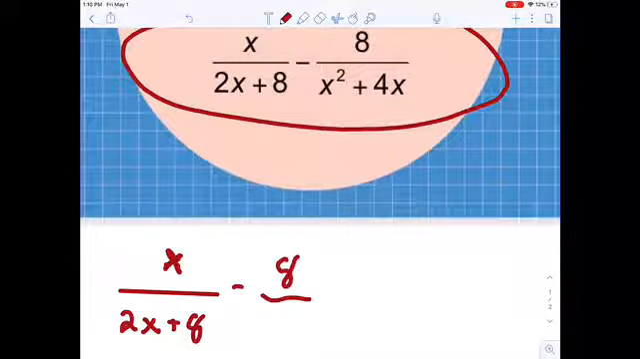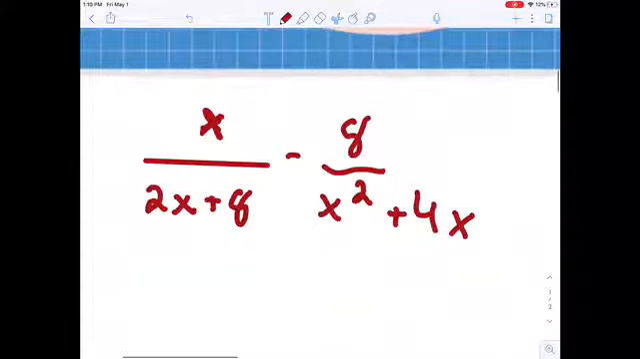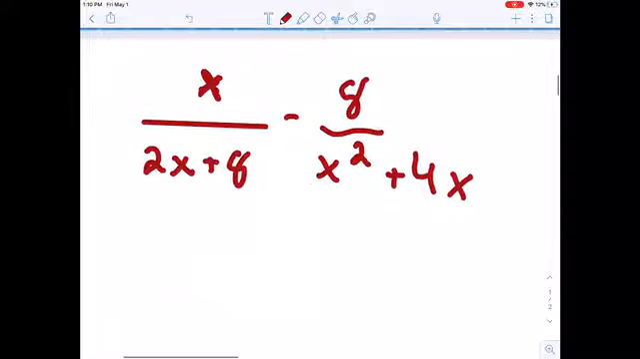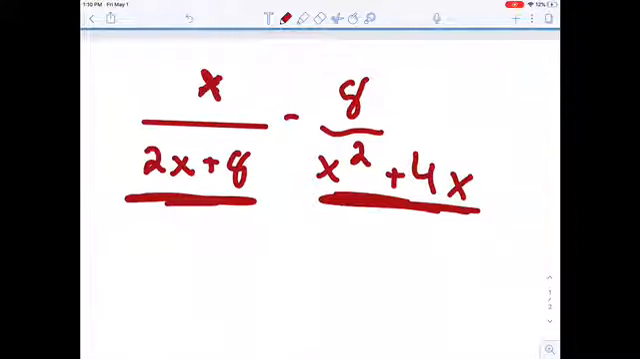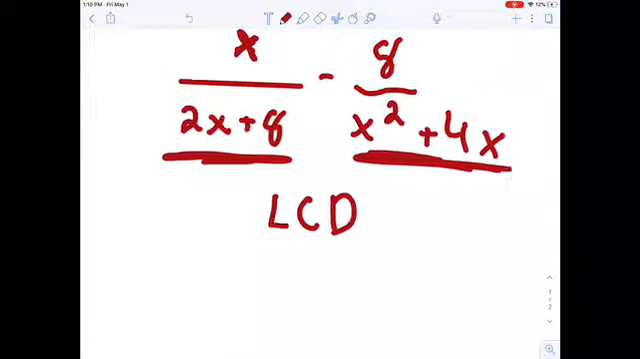It is a fraction, but it's pretty simple, and I usually try not to get frustrated if it's a fraction and I see it. So first thing I see, we have to minus it, but it's a fraction. So in order to minus the fraction, we have to get the two denominators the same. And the way we're going to do that is through finding the least common denominator between both 2x plus 8 and x squared plus 4x.